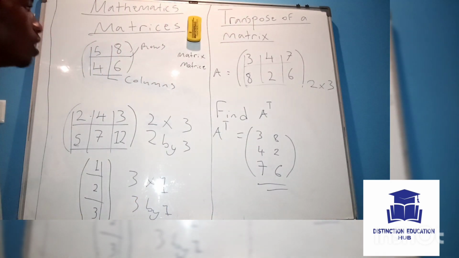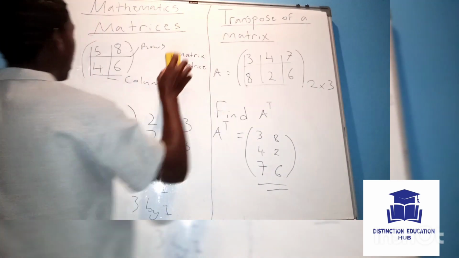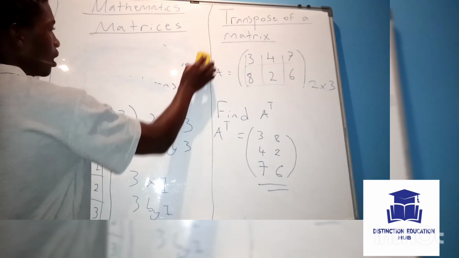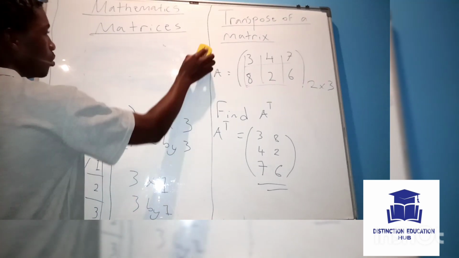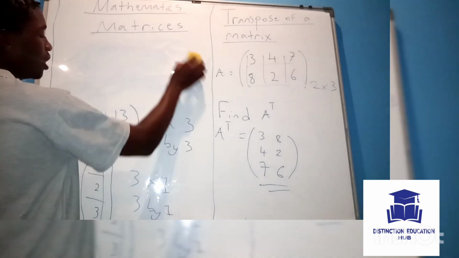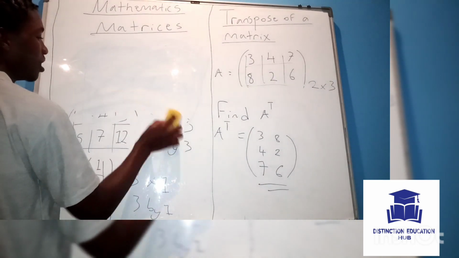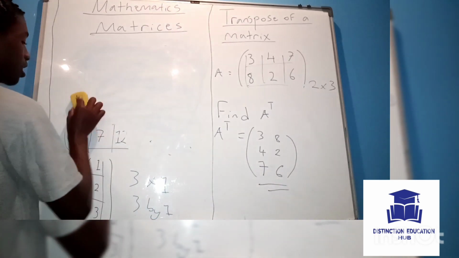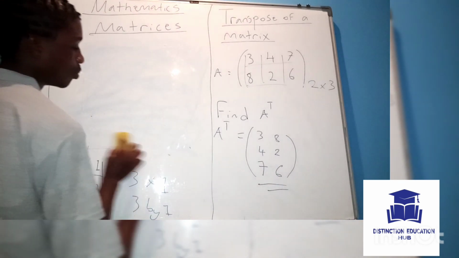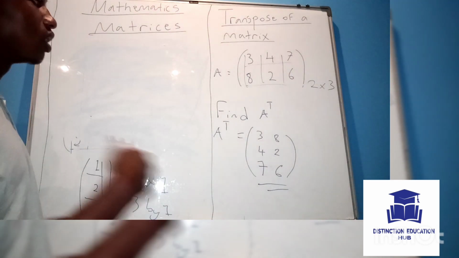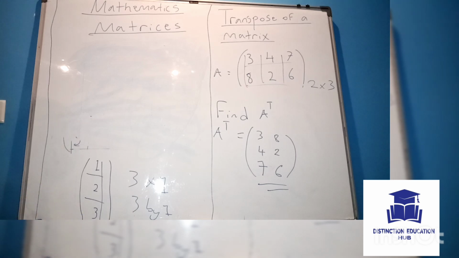Okay. In other cases, they can ask you to do the opposite. They can ask you to take it back. And that's very simple. You just rewrite it the way it was. But they won't show you how it was in the beginning. They'll just give you a transposed matrix and then tell you to take it back to normal.